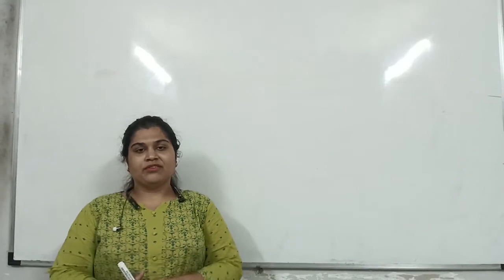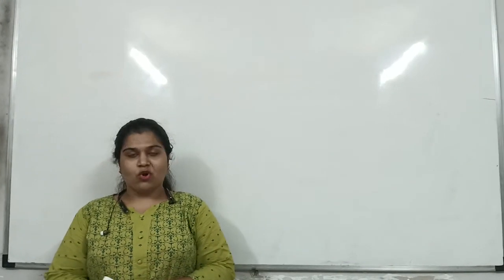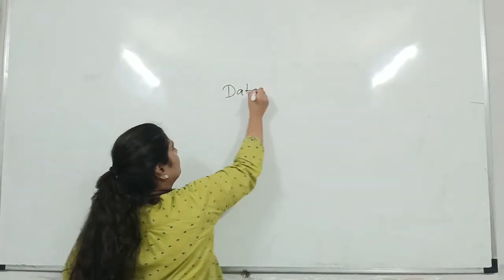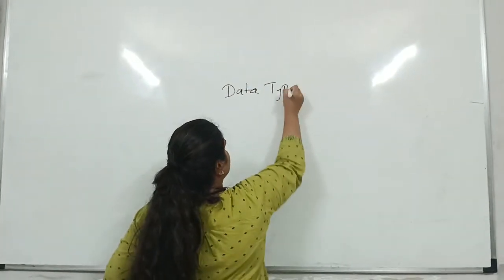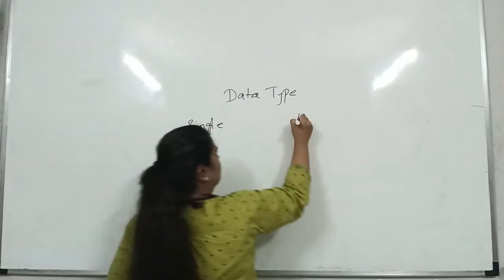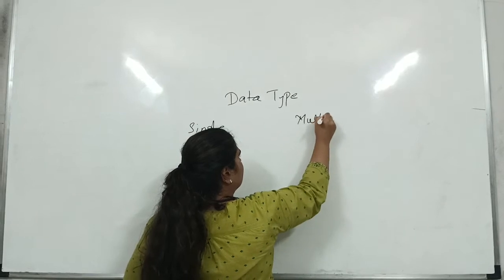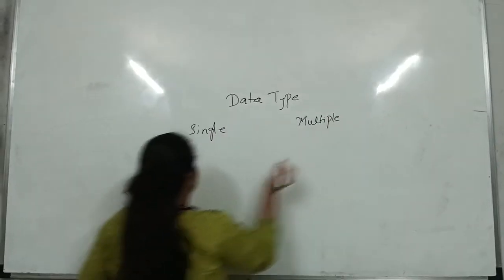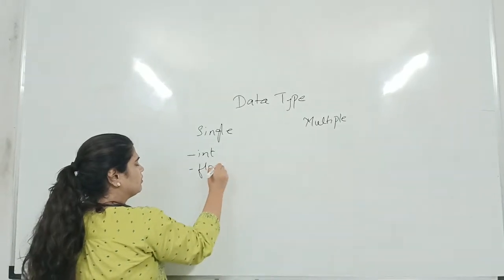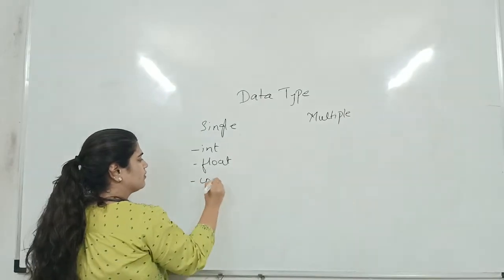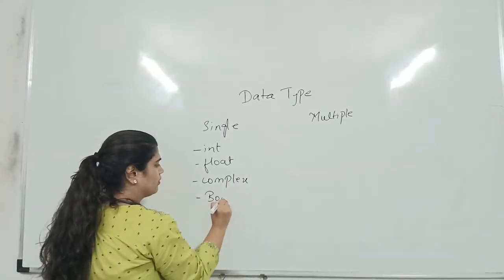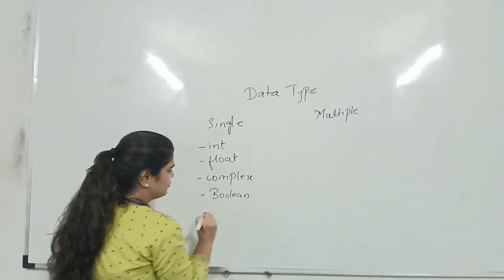In any programming language, when we work on data, the main topic is data type. So basically, data type is of two main categories. First is single, another is multiple. In single data type, there are int, float, complex, boolean, and string.